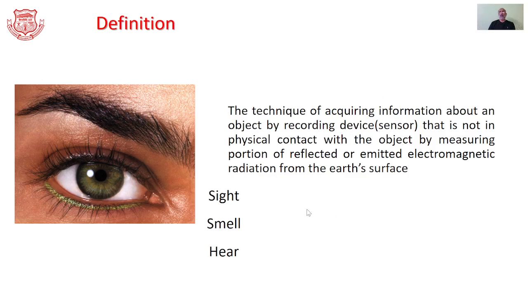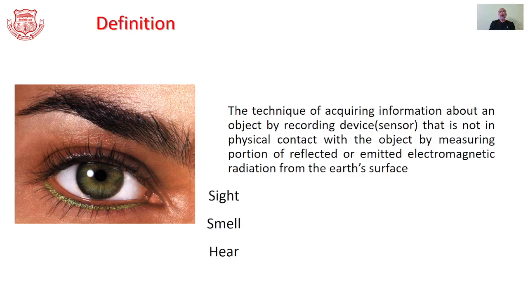This is the basic definition of remote sensing. The technique of acquiring information about an object by a recording device that is not in physical contact with the object, by measuring a portion of reflected or emitted electromagnetic radiations from the object under consideration.